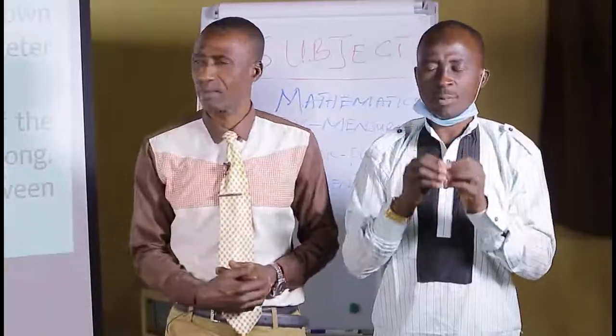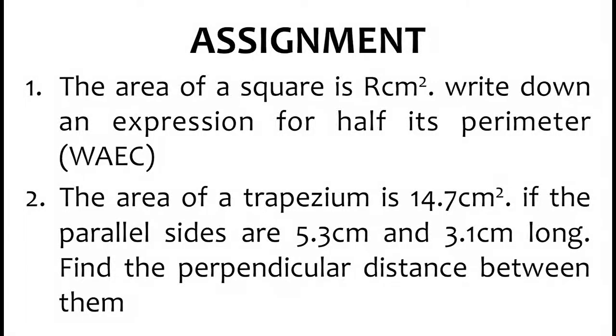Here is the assignment. 1. The area of a square is r cm square. Write down an expression for half its perimeter. It's a WAEC question, even though it's an SS1 topic. You see now, it's from SS1, but it's a WAEC topic, meaning that these questions had one time appeared in WAEC.